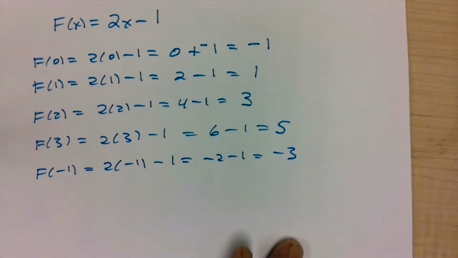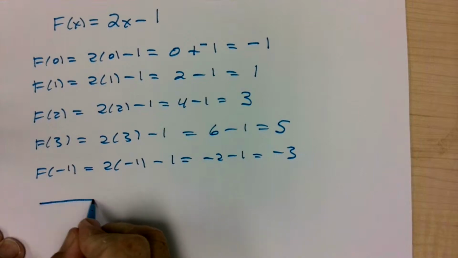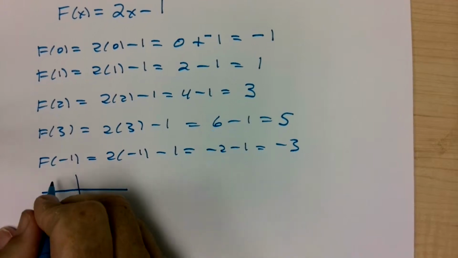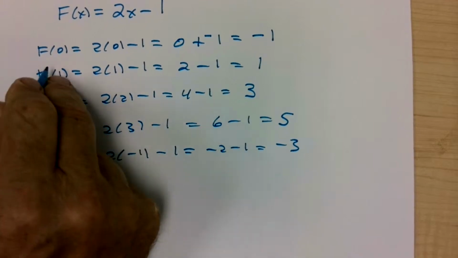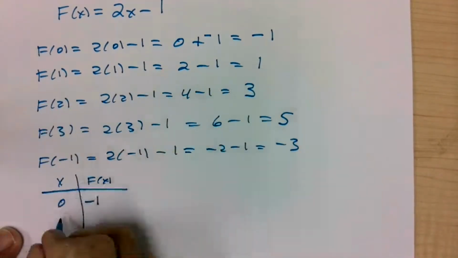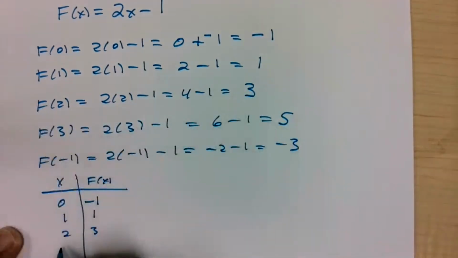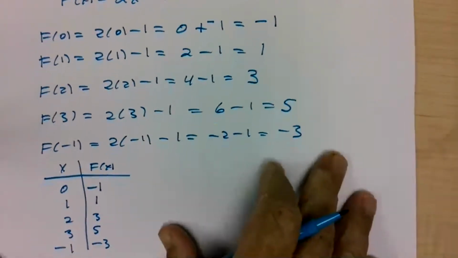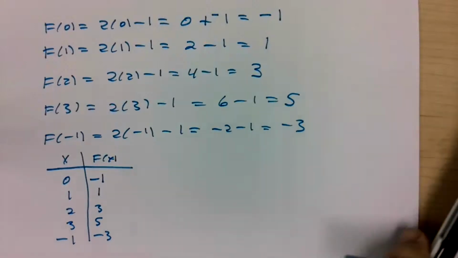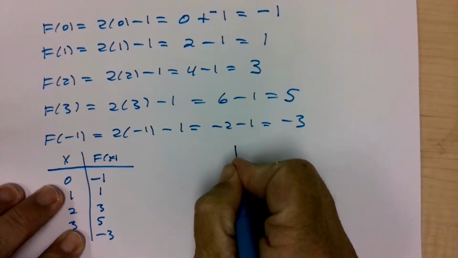So I have all of these values, x and f of x values. So rather than an x and y chart, it's an x and f of x chart. So x is 0, f of x is negative 1; x is 1, f of x is 1; x is 2, f of x is 3; 3, 5; negative 1, negative 3. So we should be able to graph all of those points: 0, negative 1; 1, 1; 2, 3; 3, 5; negative 1, negative 3.